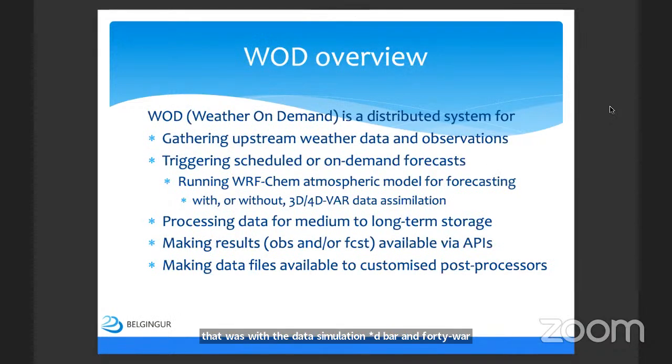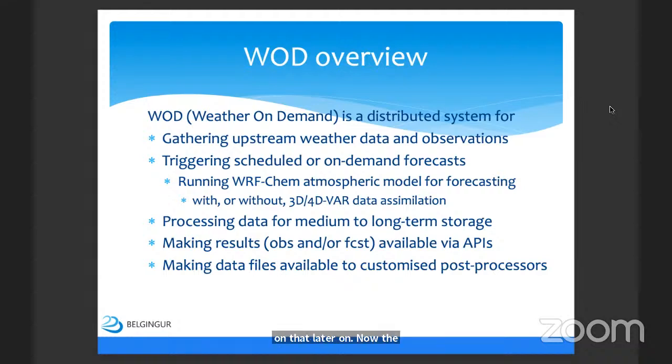So the WAT system, it's a distributed system for not just running the Dwarf model, but also for gathering upstream weather data, both model output and observations. And this data can then be used to trigger scheduled or on-demand Dwarf forecasts. We are implementing the Dwarf Chem model, currently the version 4.3. We have not yet updated to the 4.4. And we can run the model with or without 3D or 4D VAR, or a mixture of 3D and 4D VAR data assimilation. I'll get into more detail on that later on.